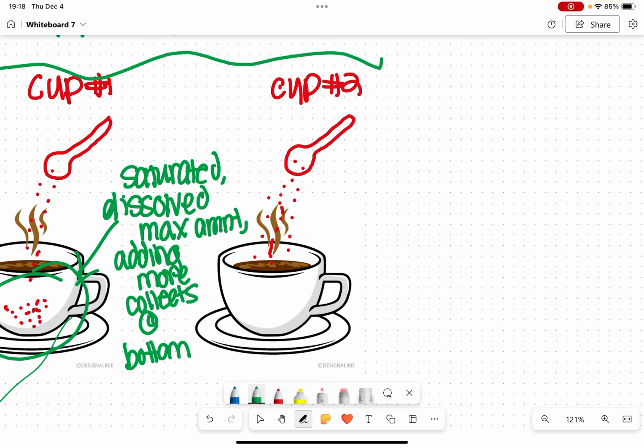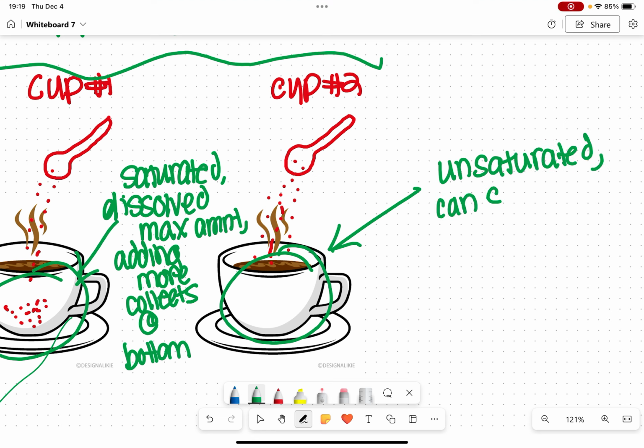Cup number 2 is a little different. I add sugar to cup number 2, I mix it in, but if I'm looking at the cup, there's no sugar collected at the bottom. So that means it still can dissolve more solute, or sugar in this case. And so we would classify this as an unsaturated solution. It has not reached the max.